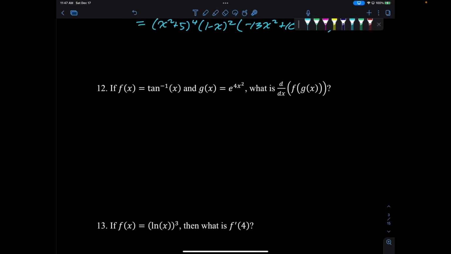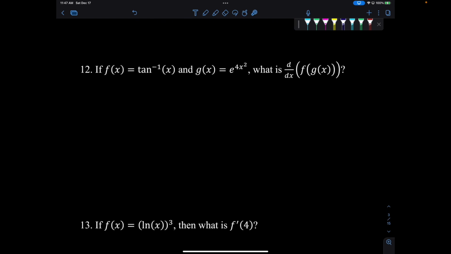All right, next up. If f of x is inverse tangent, or arctan, and g of x is e to the 4x squared, what is d dx of f of g of x? All right, so it's going to be f prime of g of x times g prime of x.